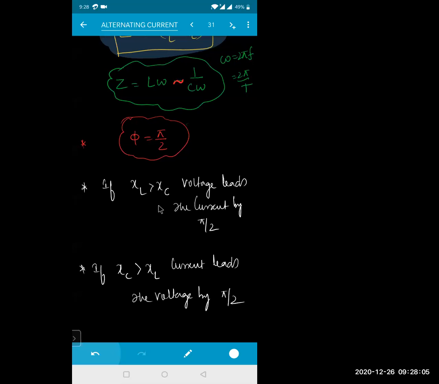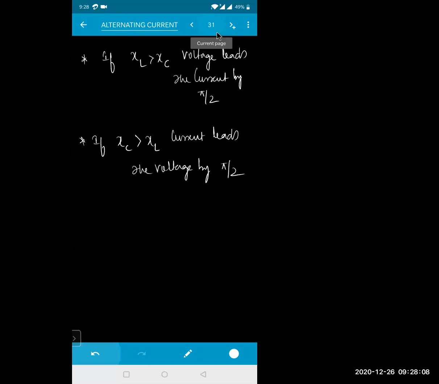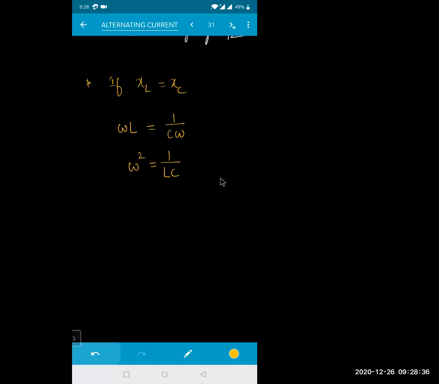Depending upon which is lagging and which is ahead, we keep writing the equation accordingly. Suppose both are the same: if XL is equal to XC, inductive reactance equals capacitive reactance, then XL is omega into L and XC is 1 by C into omega. So omega and omega come together, and omega square is equal to 1 by L into C. Taking the square root, omega is equal to 1 by under root of L into C.